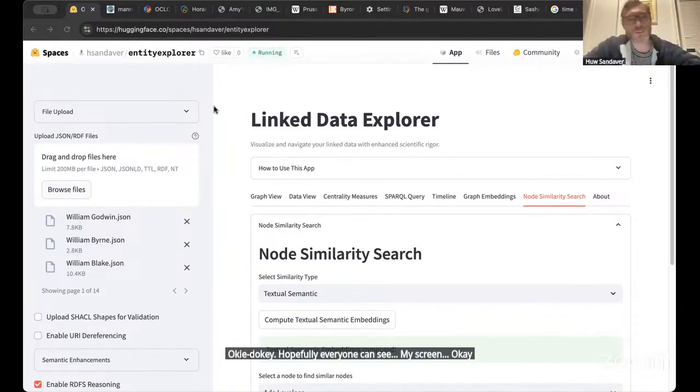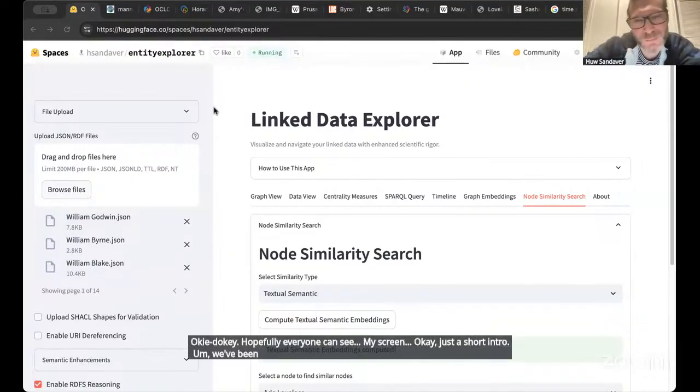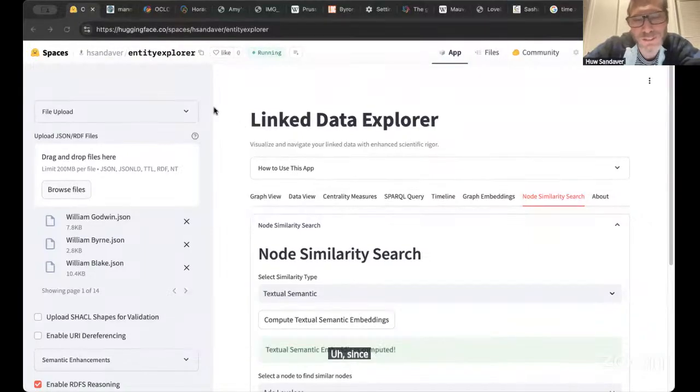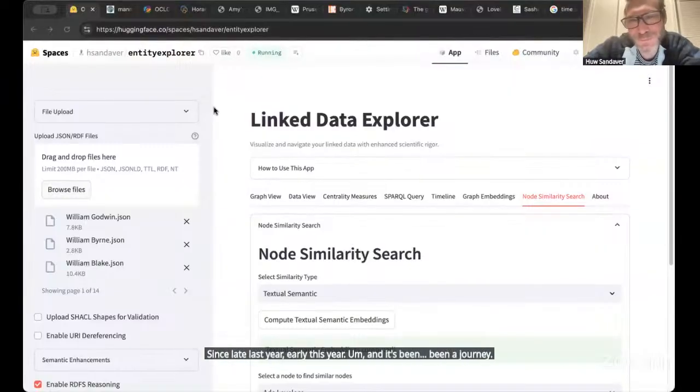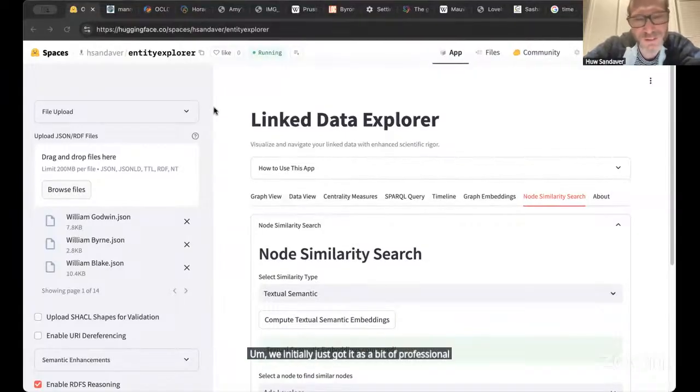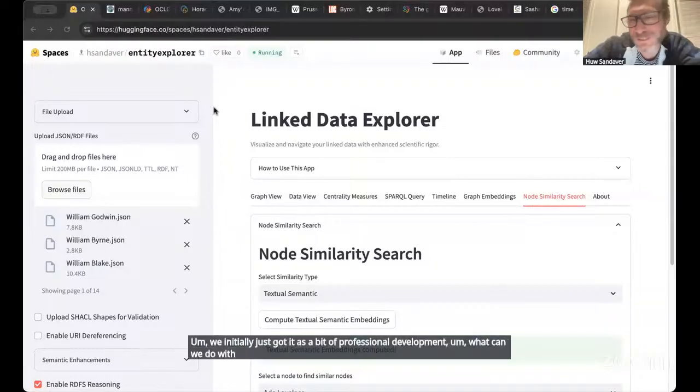Okay, just a short intro. We've been working with OCLC's Meridian service since late last year, early this year. And it's been a journey. We initially just got it as a bit of professional development. What can we do with linked data? It's the future.